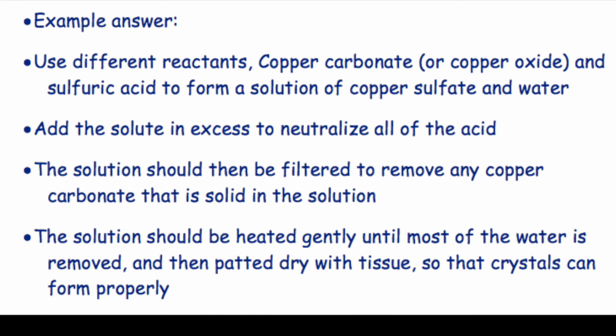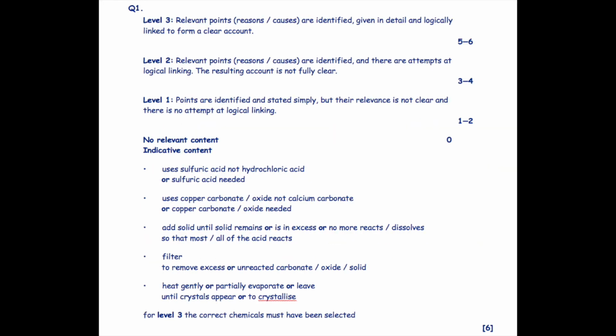Note that in the answer, reasons have been given for changes in the method. Now look at the mark scheme that has been provided by your exam board. Note at the bottom it states that correct chemicals must be used to score 5 and 6. Therefore, even if your explanation of improvements is spot on, you'll miss the top marks if you fail to correct the use of wrong reactants.